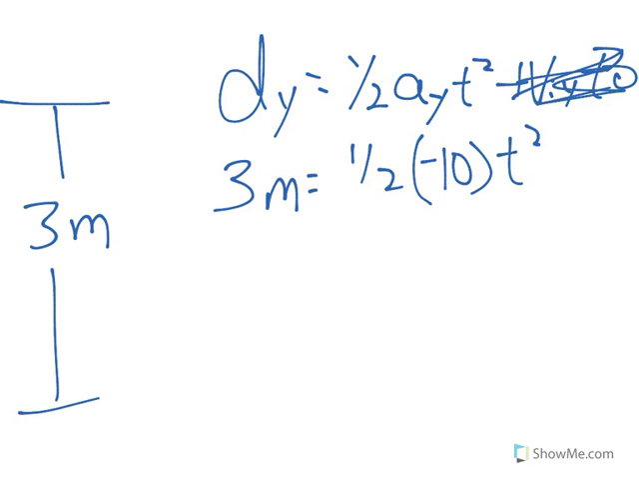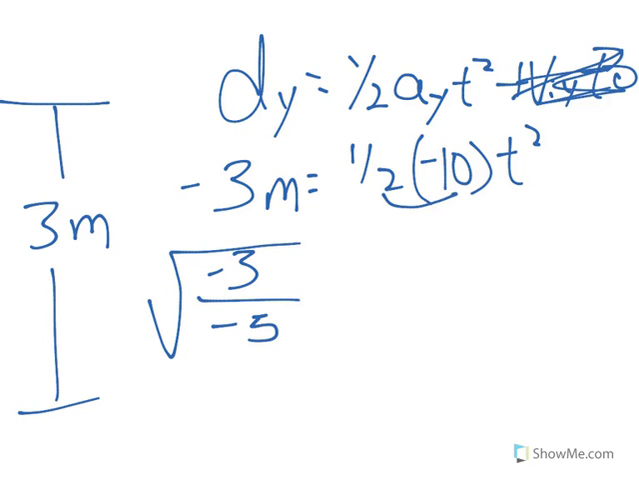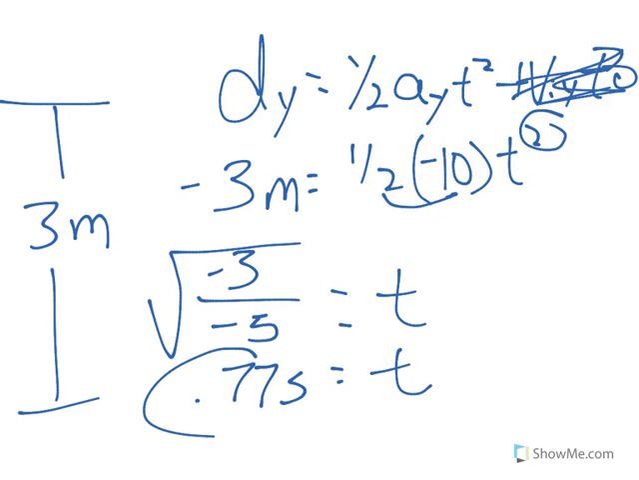And if you'll remember, since she will fall 3 meters, we have to make that negative as well. So we end up getting -3 divided by -5, square rooted, because 1/2 times 10 is -5, equals t. Because the t is squared, we have to do the square root. Alright? So let's figure out what that is. So if we square root 3 divided by 5, we get 0.77 seconds.